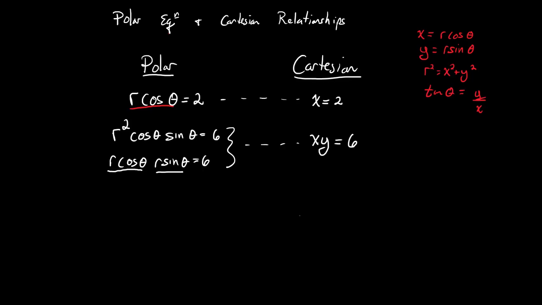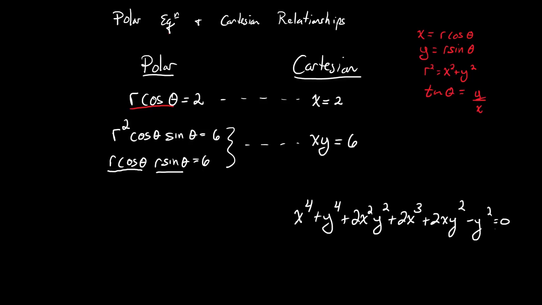This is something I pulled out of your textbook. If I look at x to the fourth plus y to the fourth plus 2x squared y squared plus 2x cubed plus 2xy squared minus y squared equaling 0, and I were to ask you to graph this, I know most people would probably have heart failure looking at this and say, oh my goodness, that's just crazy. This converted to the polar form is r equal to 1 minus cosine of theta.